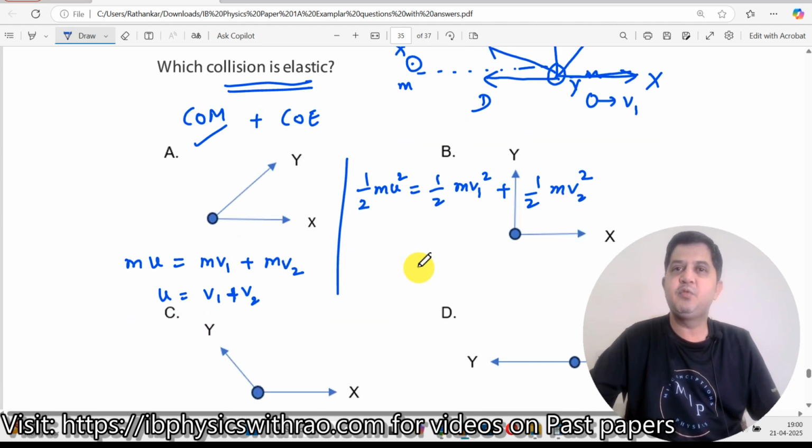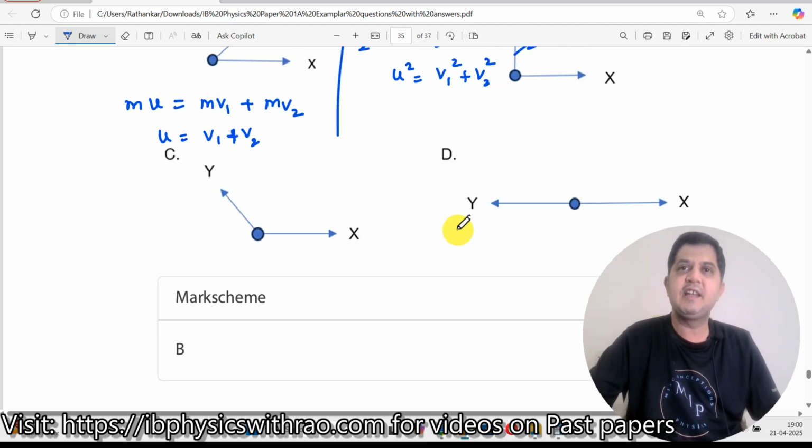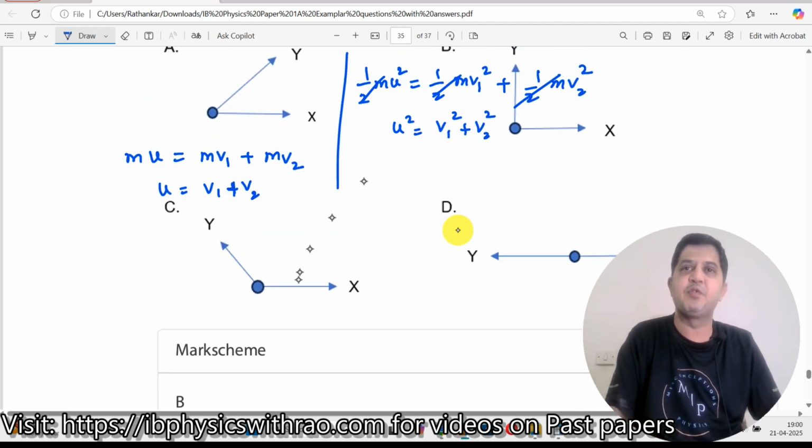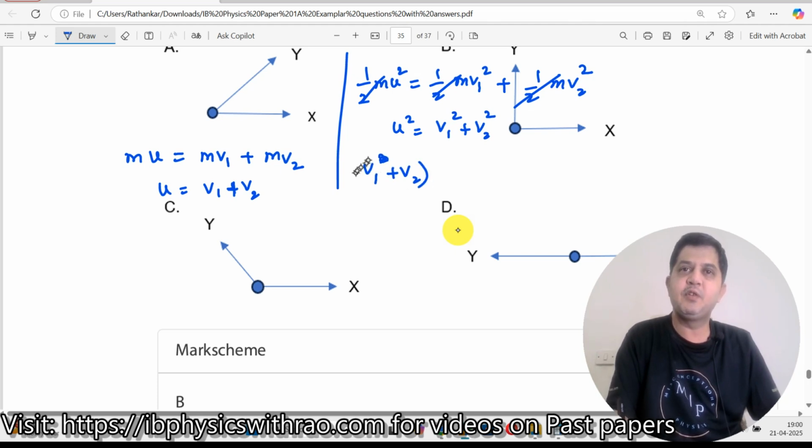Okay. When I do this, now what will happen? This half m will cancel everywhere, and thus you will get u square is equal to v1 square plus v2 square. This is what I get. Now what we do is, let us take this value of u and substitute over. u equal to v1 plus v2, and at the same time u square equal to v1 square plus v2 square also. When I do that, what do I get here? v1 plus v2 the whole square is equal to v1 square plus v2 square.